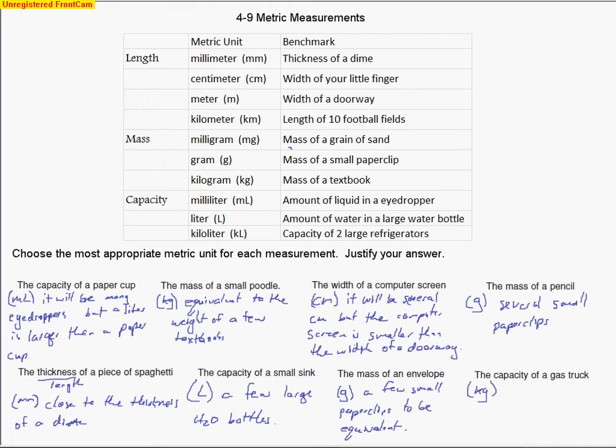So let me fix that. Instead of grams, it's going to be kiloliters. And it would take many large refrigerators.